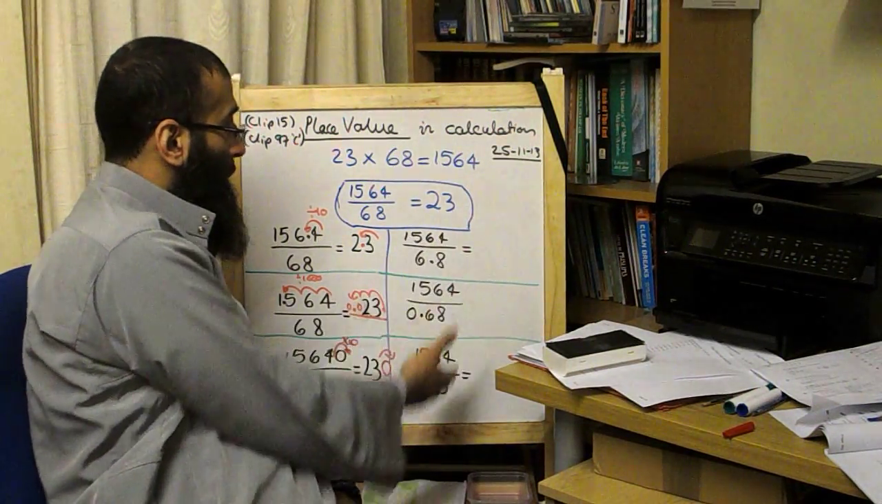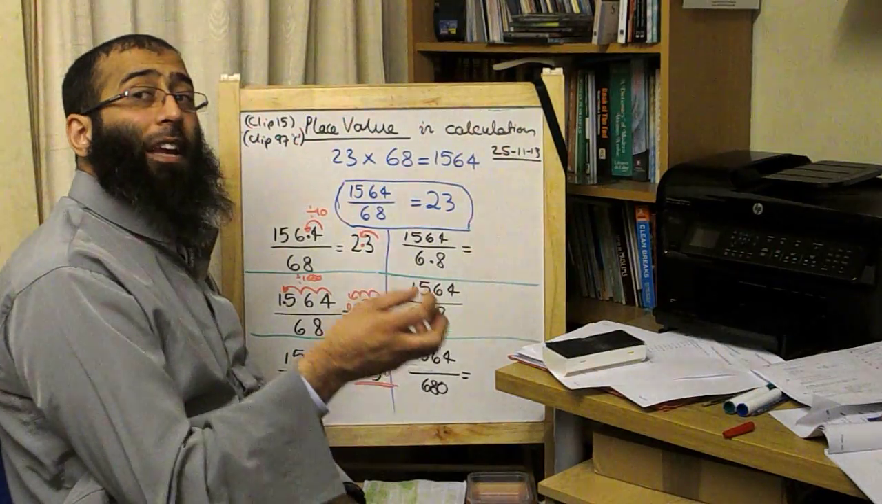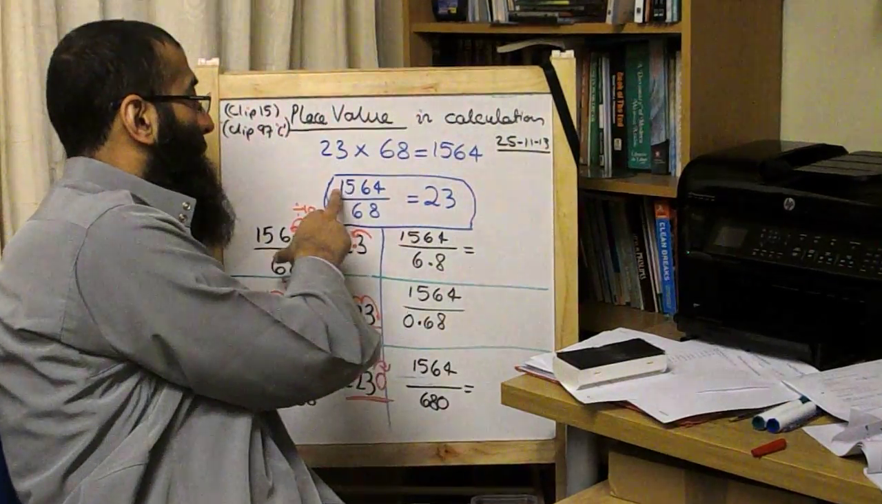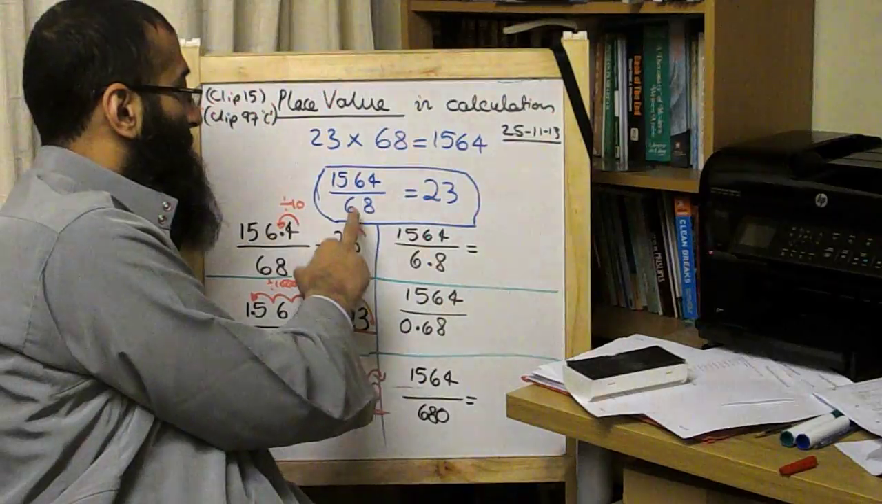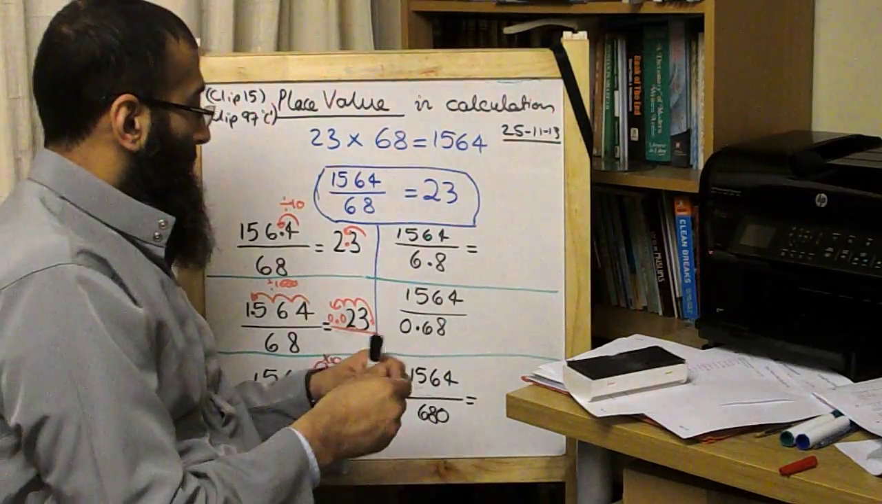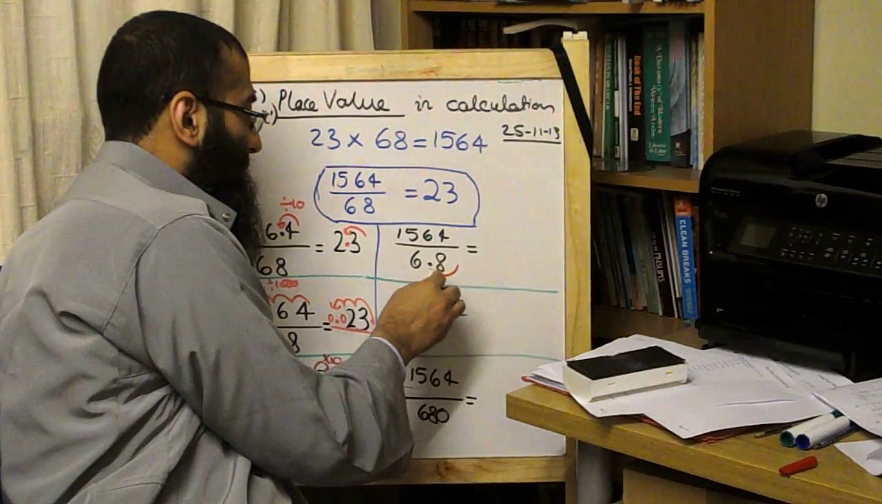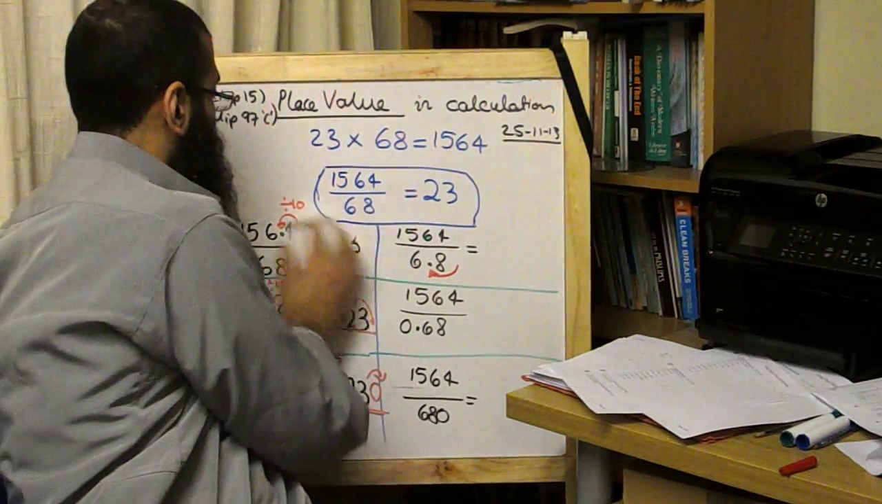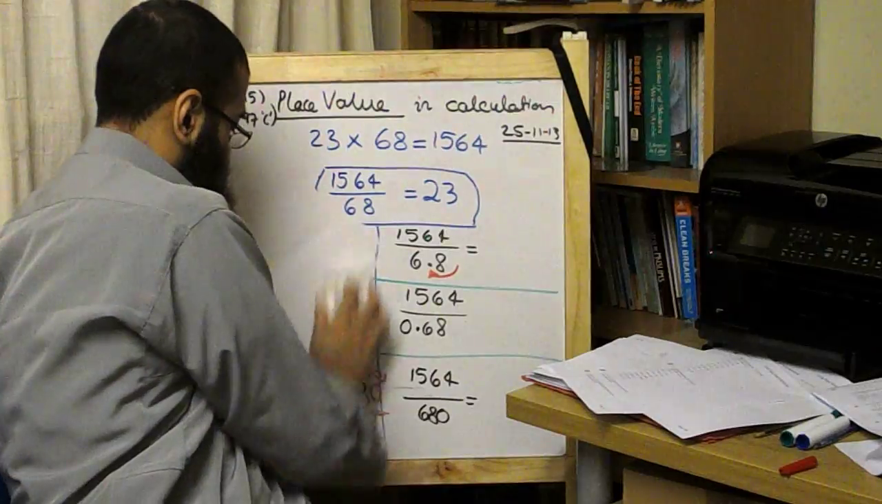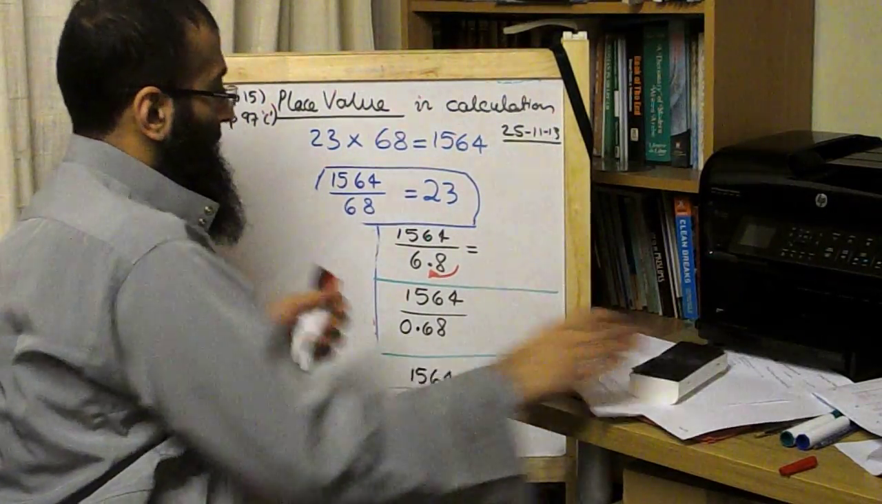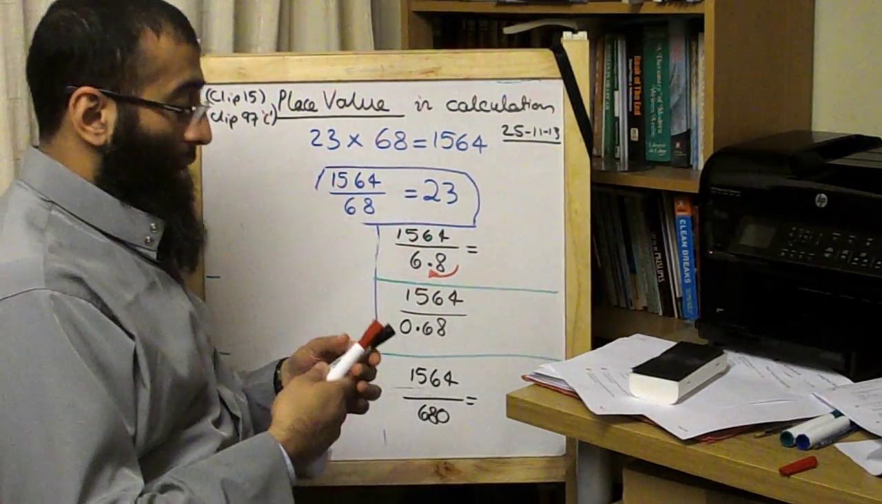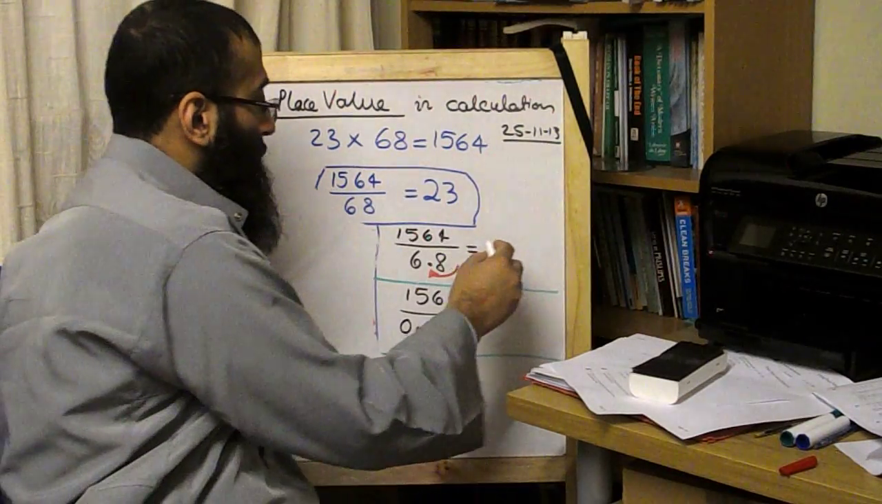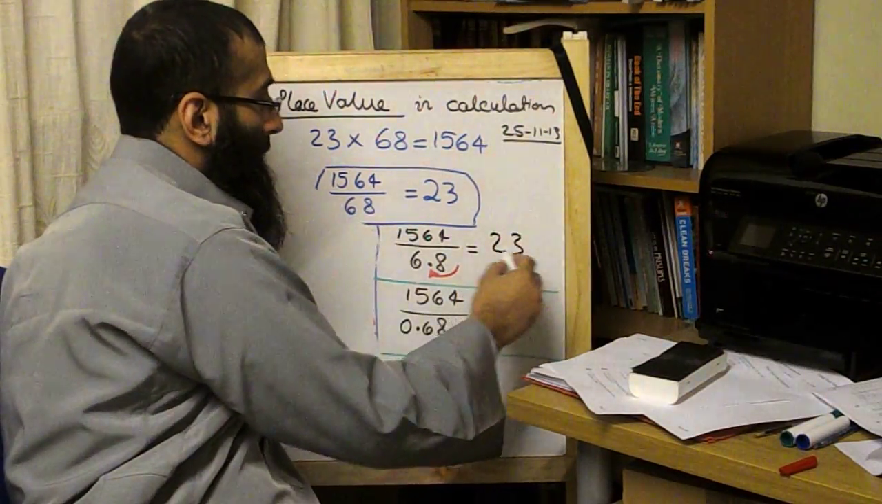Now the next part we're looking at is what happens when the change is on the bottom. So we got 1564 divided by 68, but we change the 68 into 6.8. Now, if you make the bottom number 10 times smaller, the answer should have been 23.